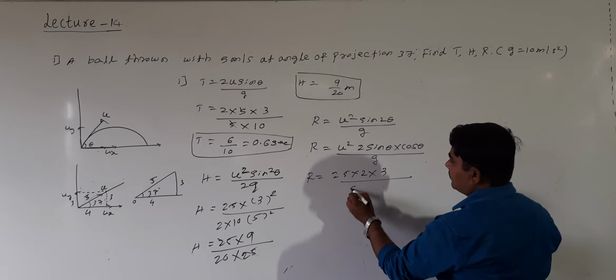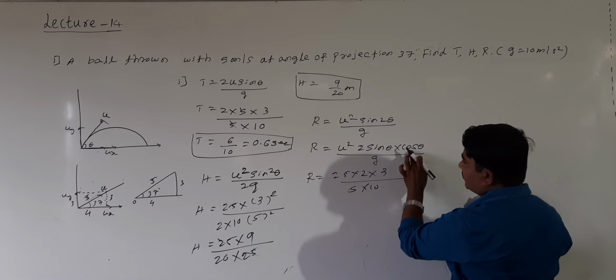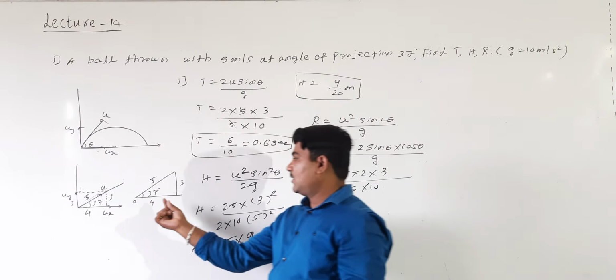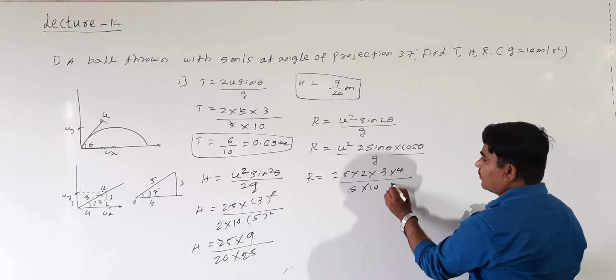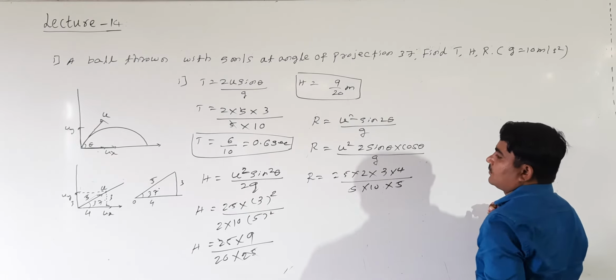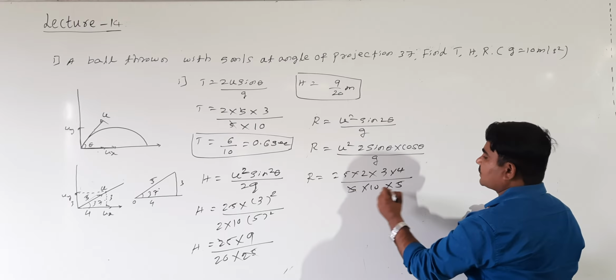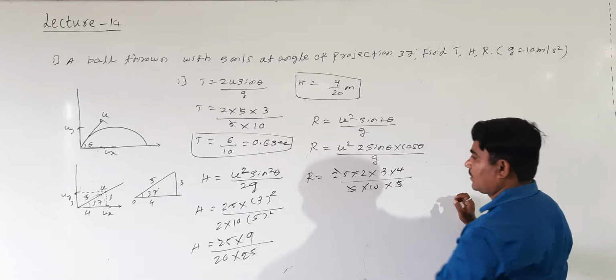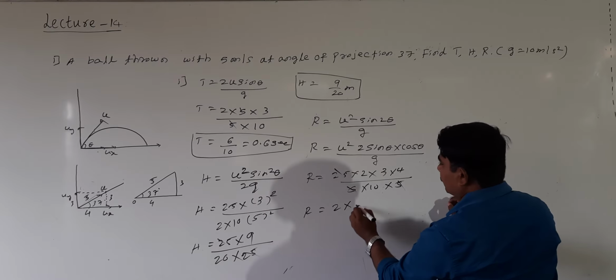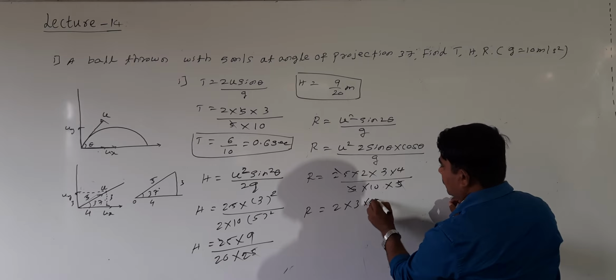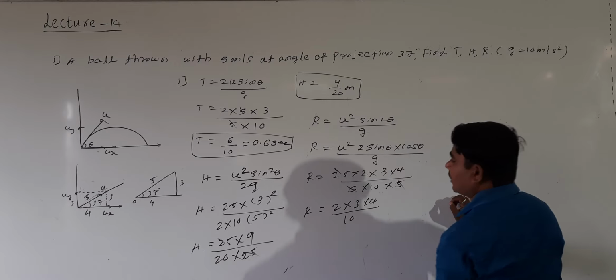Right? g value is 10. Cos theta is there. What is cos theta in this one? Adjacent by hypotenuse. Adjacent how much? 4. Hypotenuse how much? 5. 5 into 5, 25. This one gets cancelled. Right? What is the remaining here? 2 into 3 into 4, divided by how much? 10 value.